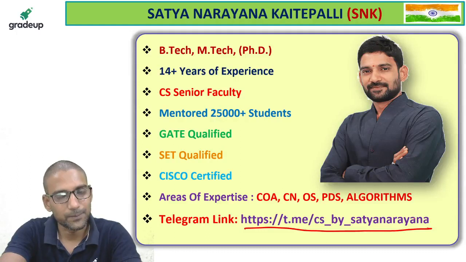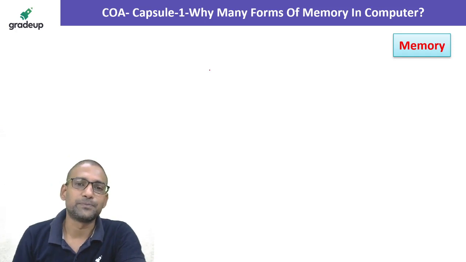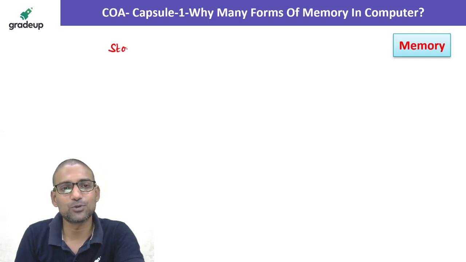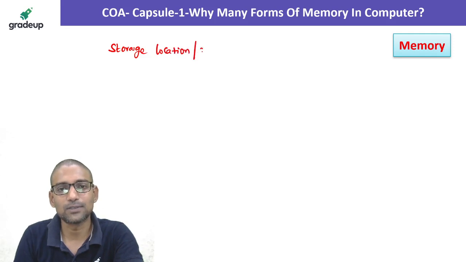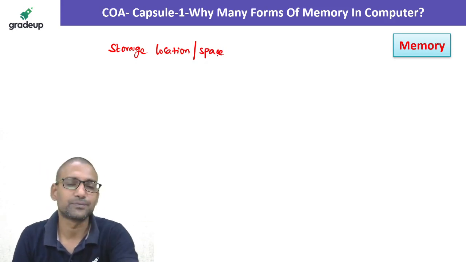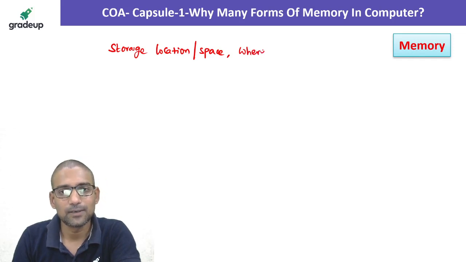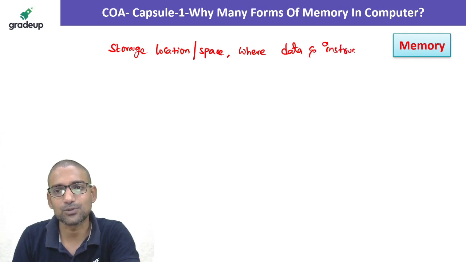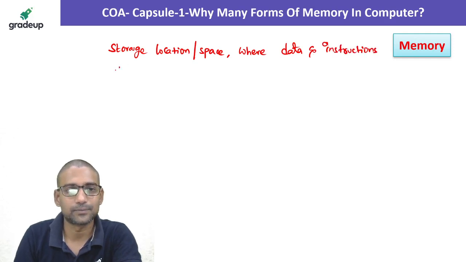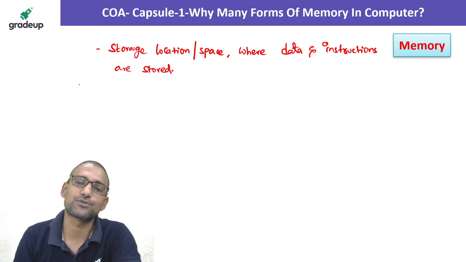Right now, going ahead, what is basically memory? We know memory is the storage location or storage space, right? What do you store? What we store in this? Data and instructions are stored in it. Data is stored and instructions are stored.